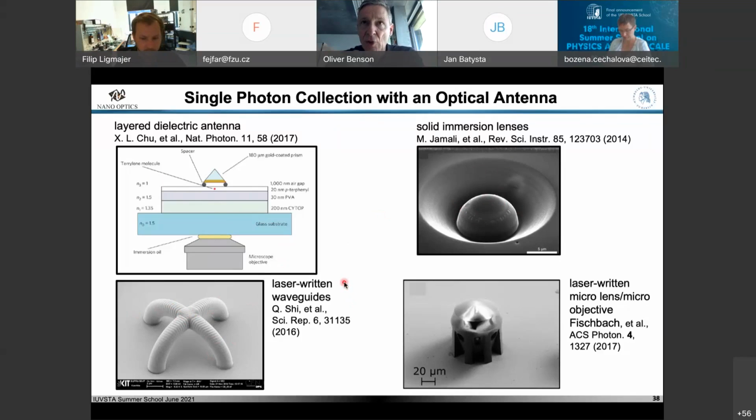As opposed to vacuum, diamond has a very high index of refraction. So a lot of light that's emitted from a defect inside the material would be totally internally reflected at the interfaces. And this would prevent you from collecting the photons.